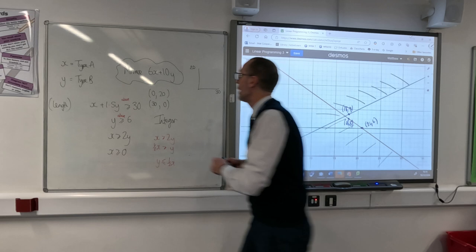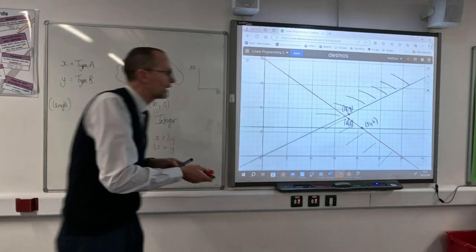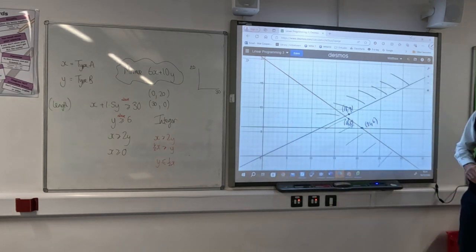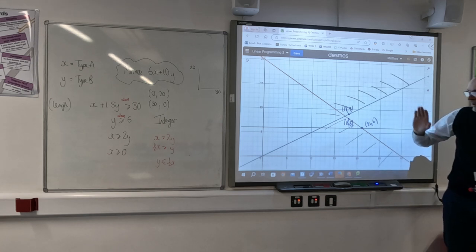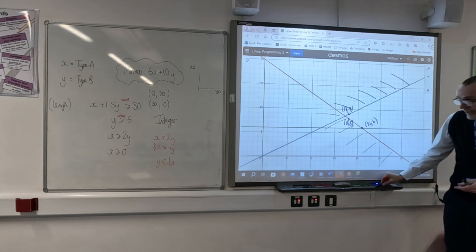So that was our objective, to minimise that. So I invite you to have a go at seeing if you can work out which of those two is going to be the minimum. I'm hoping it's fairly obvious, but it's a toss-up between which of those gives you your optimum solution.